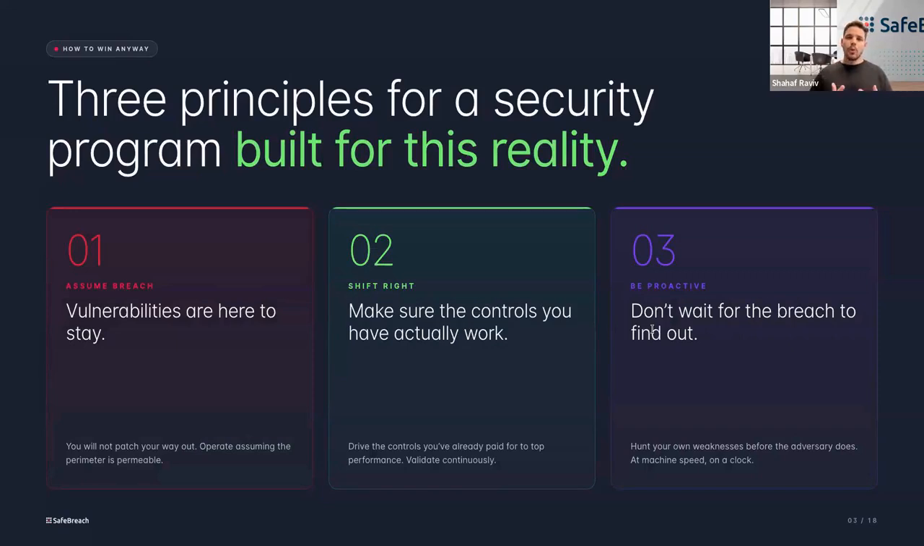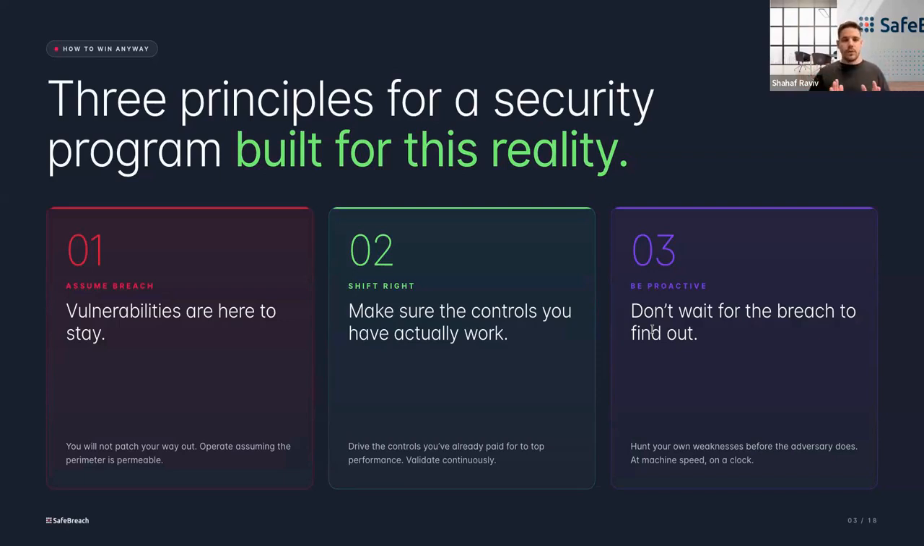So how do we win anyway? It comes down to 3 main principles that we live by. First is assume breach. Vulnerabilities aren't going away. You will not patch your way to safety, because if that was the solution, you would have solved cybersecurity. So operating as if your perimeter is already permeable is always a good practice.